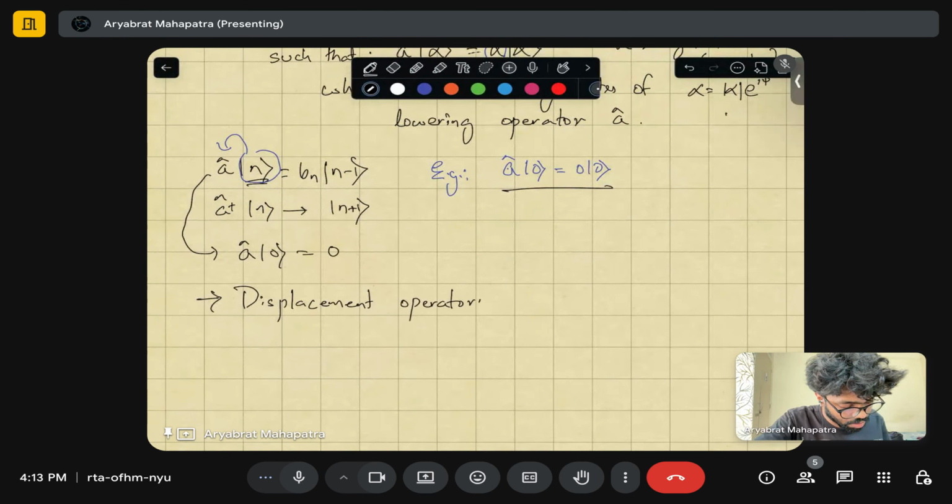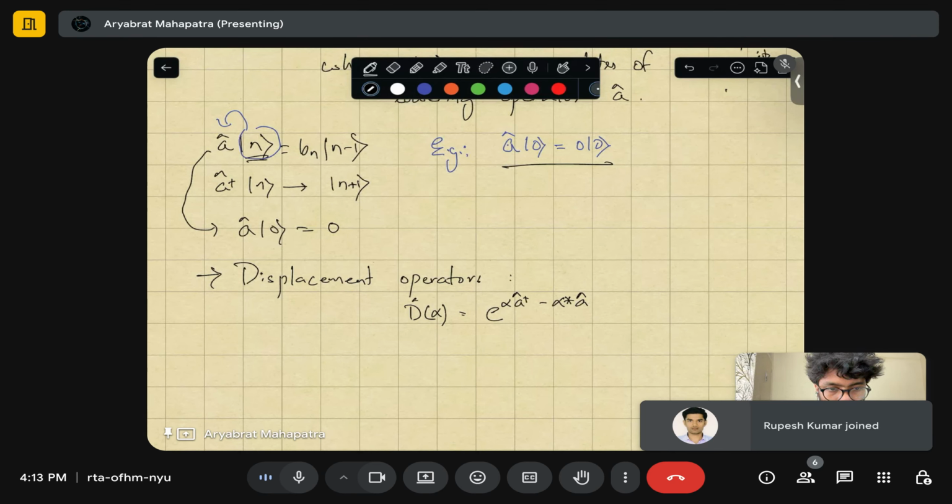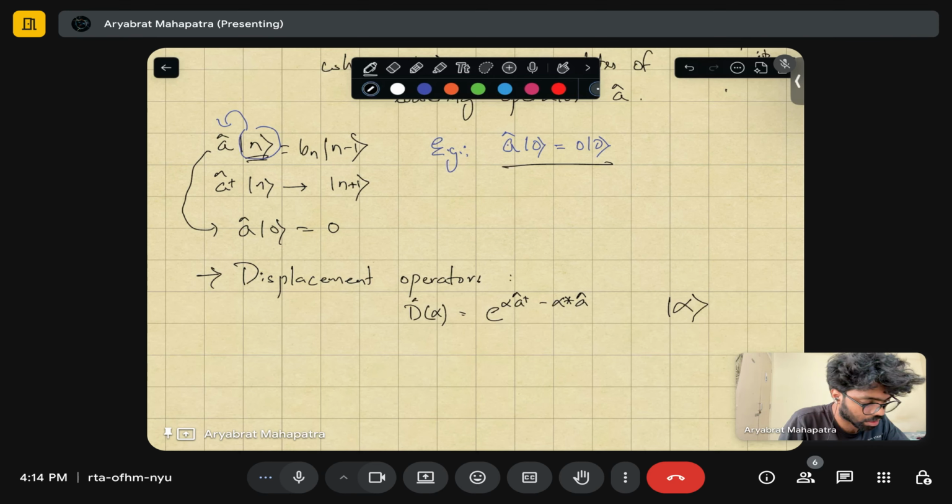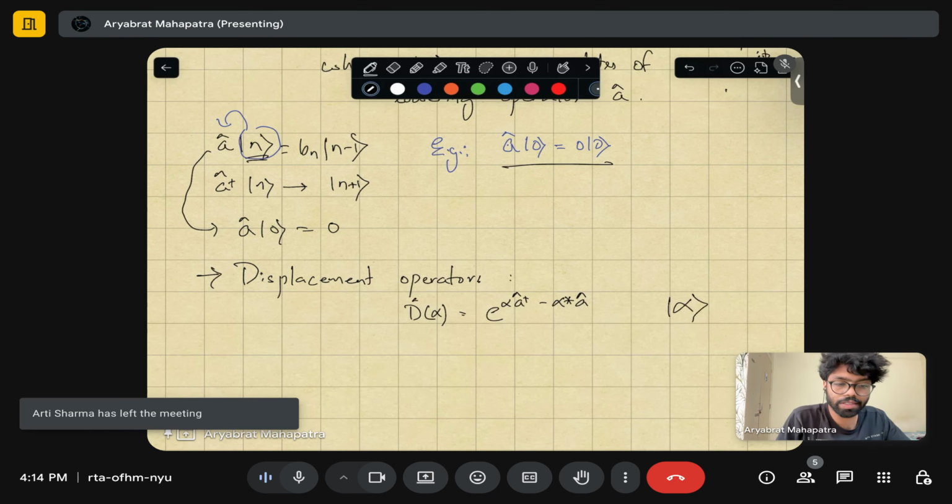What are these displacement operators? Basically, these are the operators which you require to construct coherent states. Using this D alpha, you can construct alpha coherent states for different types of quantum systems. D alpha is important, without which you cannot achieve any kind of coherent states. Here we are just discussing some definitions and properties, but it has important meaning to many other things.